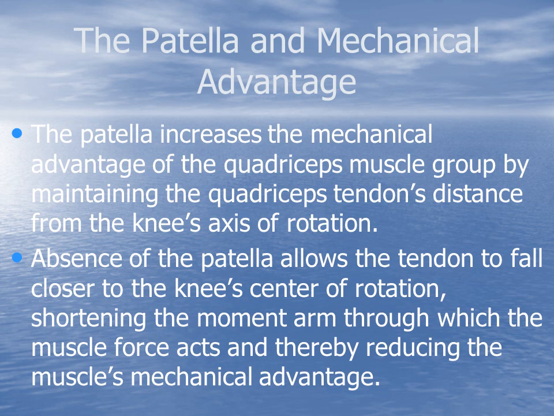Now, absence of the patella allows the quadriceps tendon to fall closer to the knee's center of rotation. This shortens the moment arm through which the muscle force acts and therefore reduces the mechanical advantage of the quadriceps muscle. So how can we use that information when it comes to manual muscle testing?